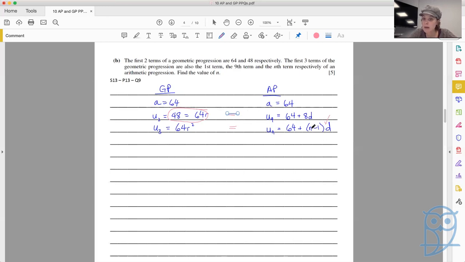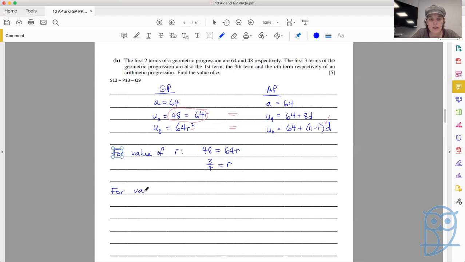Okay? So we would be able to calculate N if we had something on the other side. Well, if we've got the value of R, we can get something on the other side. So let's work through this systematically. First off, let us find the value of R. We know that 48 equals 64R. So R equals 48 over 64, which is 3 over 4.